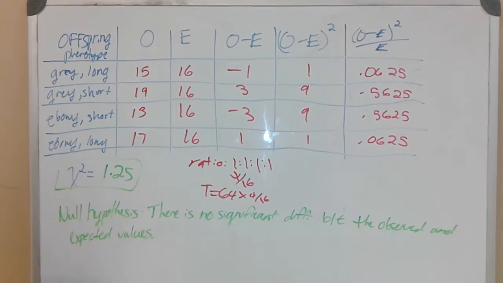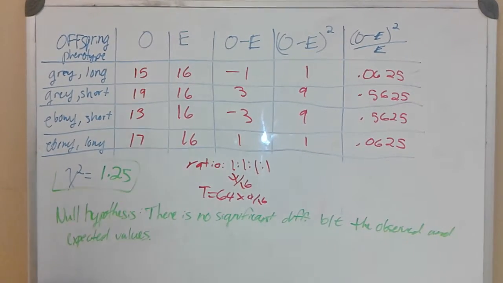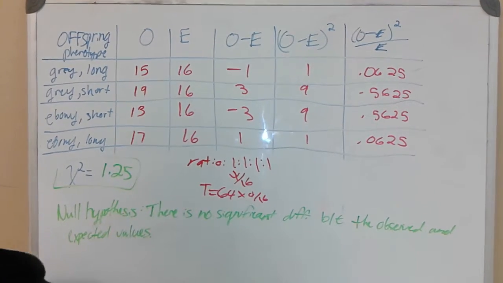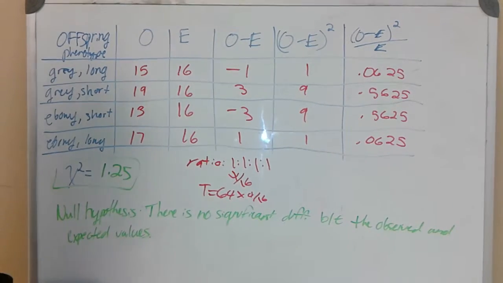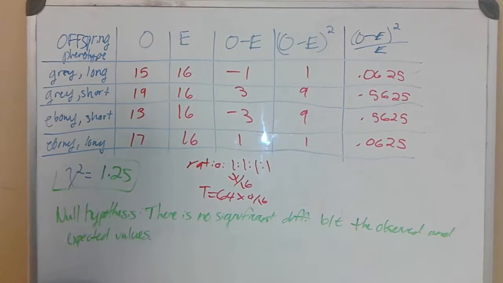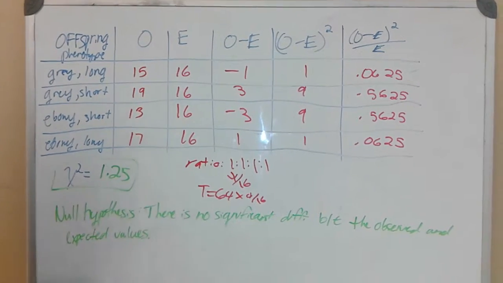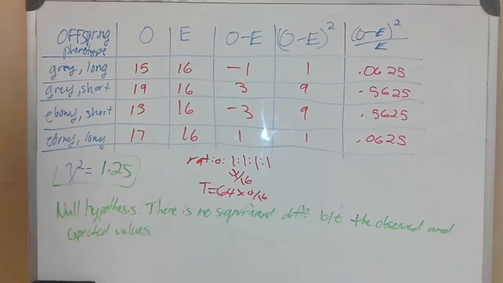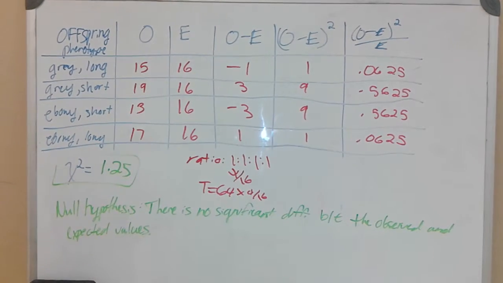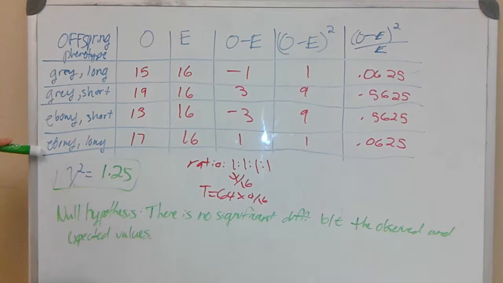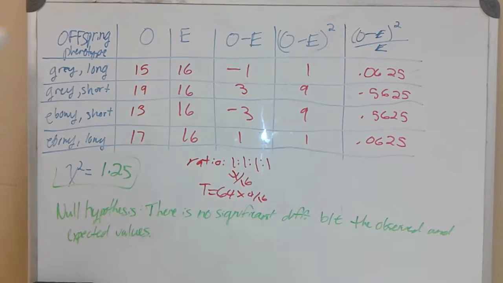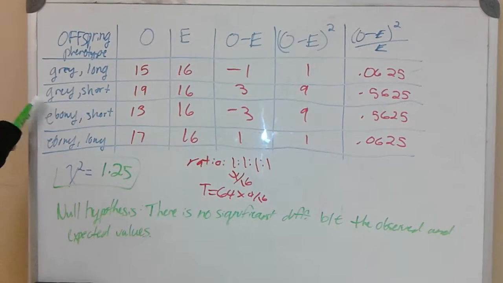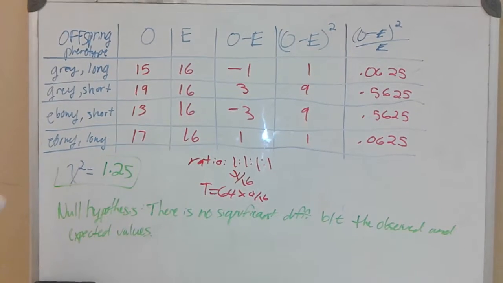Our null hypothesis, or what we expect, is that there's no significant difference between the observed and expected values. Once we have this, we go to a chart that lists all the critical values. But before we actually find out the critical values, we have to figure out the degrees of freedom. So we have 4 possible options. In order to find the degrees of freedom, you subtract the possible options minus 1. So in this case, 4 minus 1 is 3.